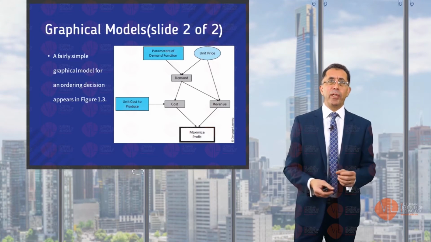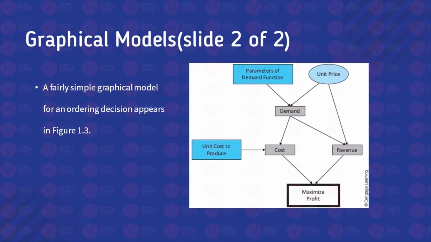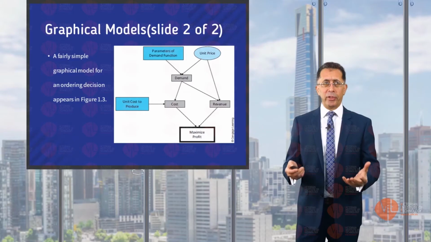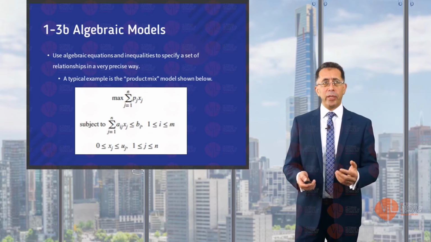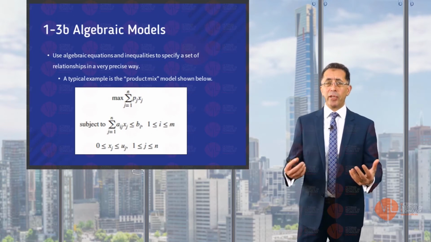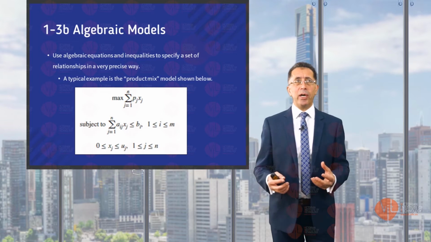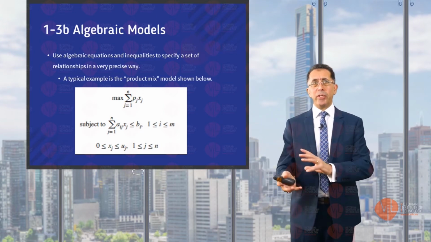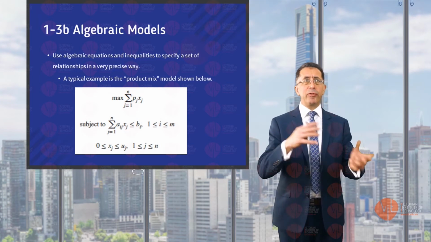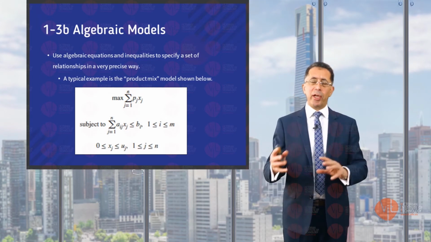For example, a graphical model is about demand and supply. It's about cost and revenue. This is a graphical model. It's about unit price and it's about maximizing profit. But also another one, this is the algebraic model. Algebraic models use equations to specify a set of relationships in a very precise way.